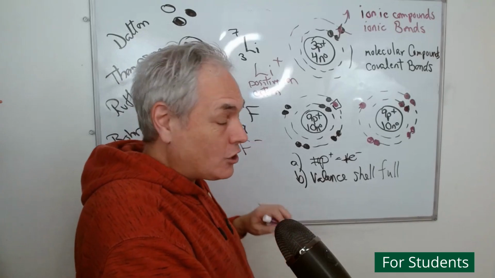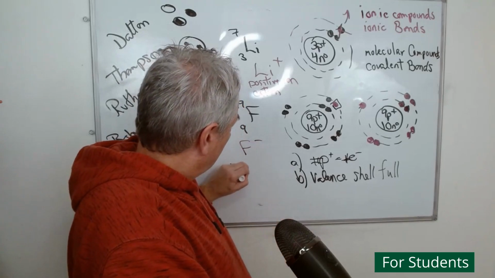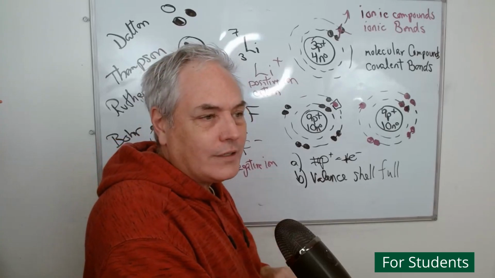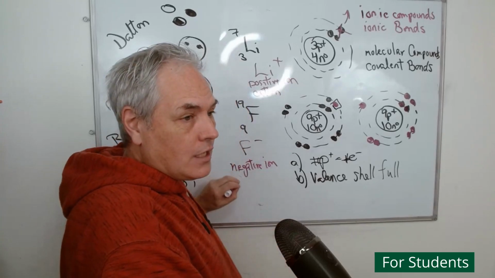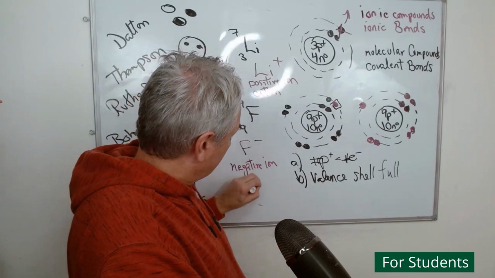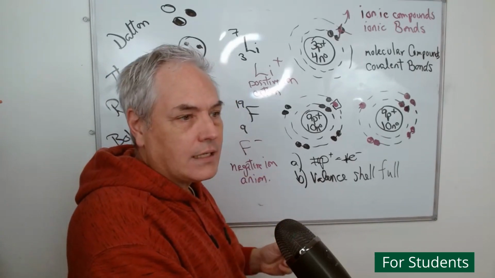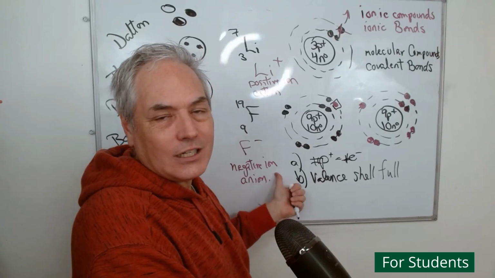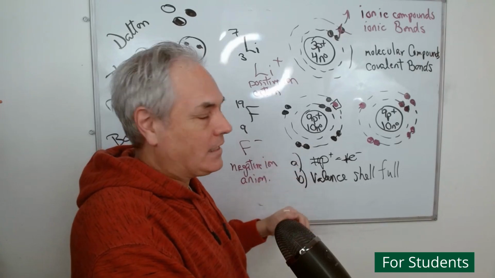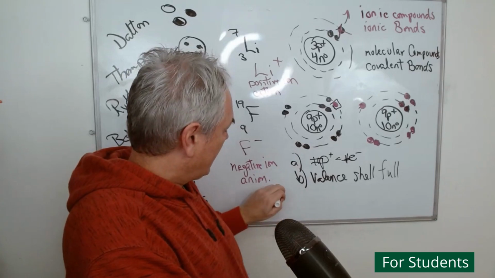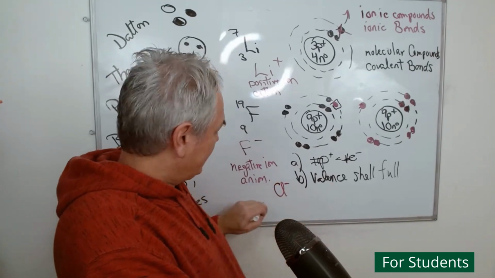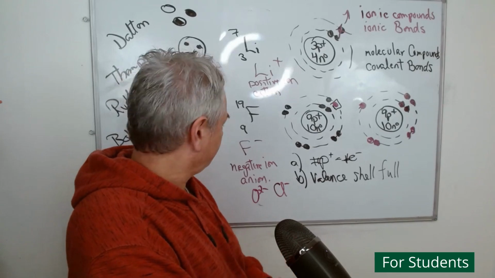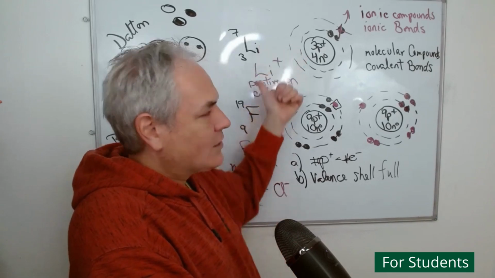How do we call the negative charge? It is called a negative ion, and the other word that we can say is an anion. An anion is a negative ion, for example, F minus. It could also be chlorine like this, negative, or oxygen 2 negative like this. Perfect. So this is what we have.